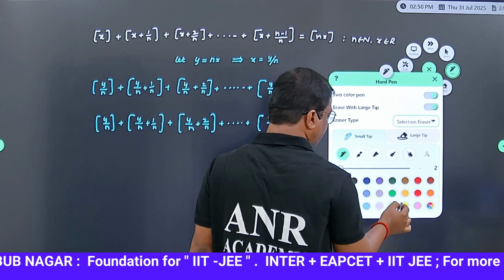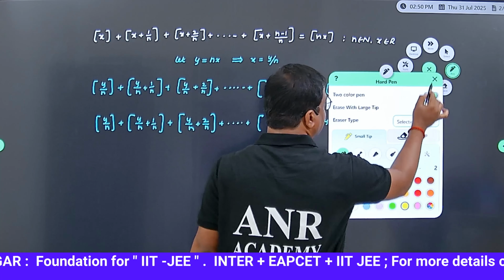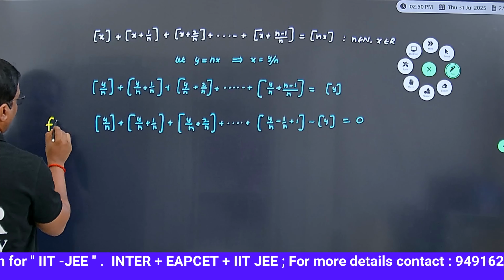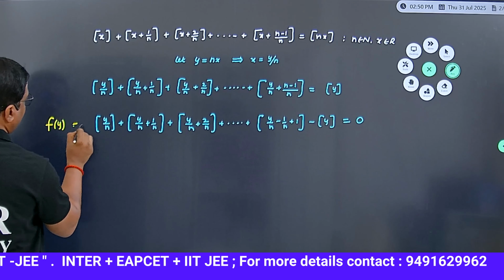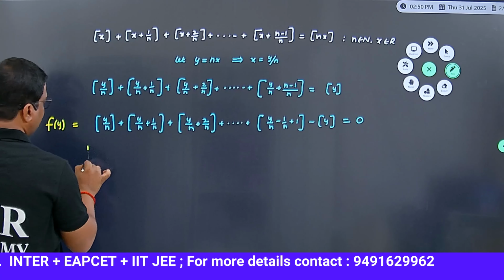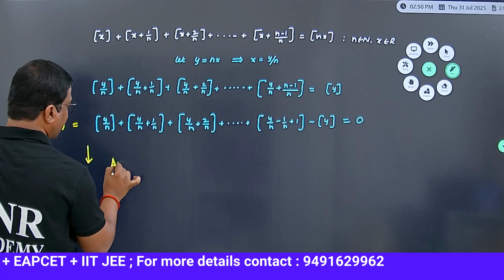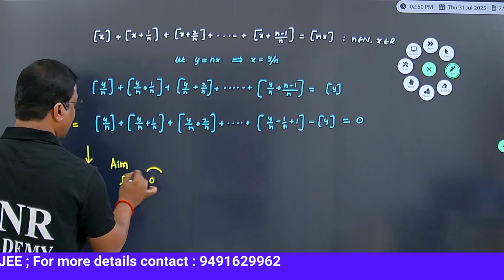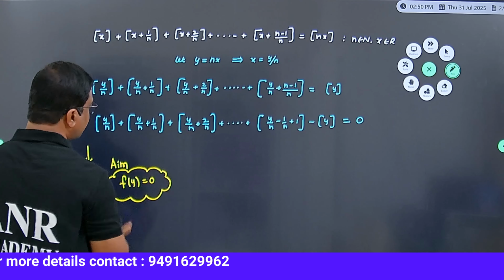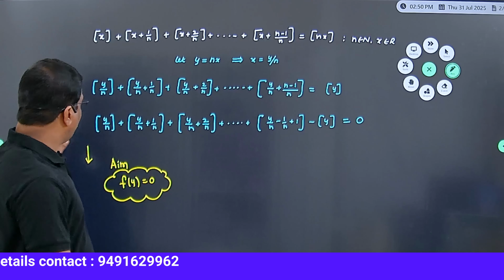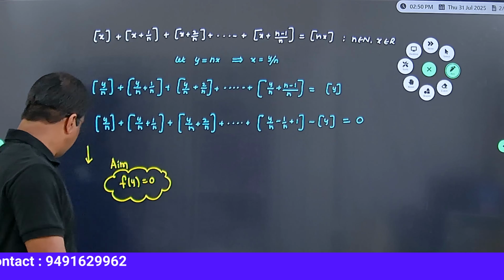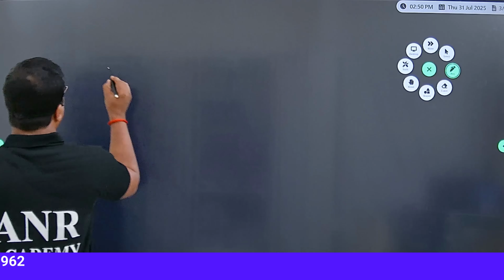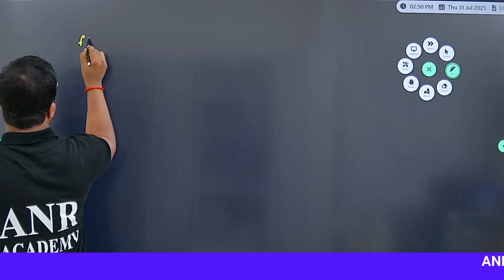Assume that this is some function of y, so that here our aim is to prove f of y equal to 0. To prove f of y equal to 0, first write f of y. What is f of y?